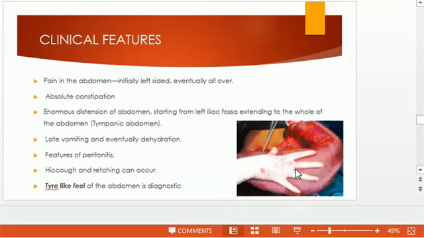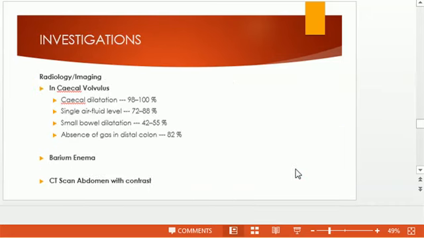When you palpate this patient, you can feel a tire-like feel on palpation of the abdomen in these patients. So you can palpate a huge loop of the large gut in these patients.